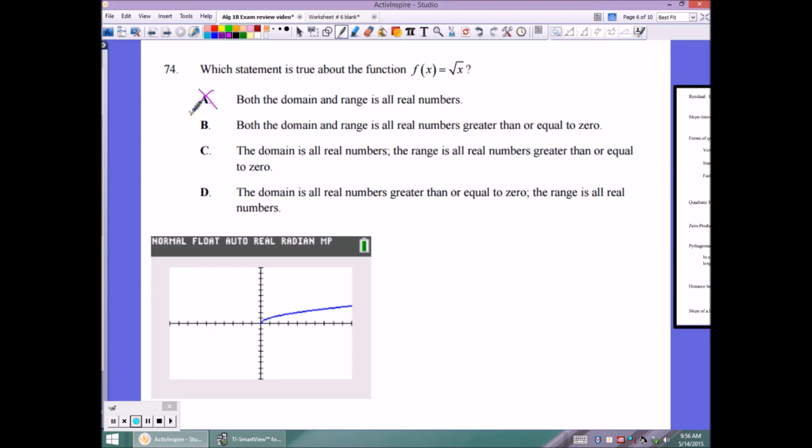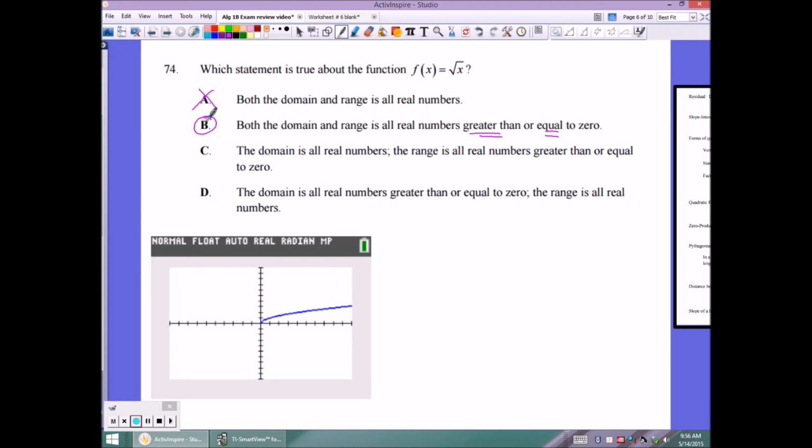All right, both the domain and range is all real numbers greater than or equal to 0. So here's 0, greater than, yes. And this is 0, greater than, yes. As long as it says greater than or equal to 0. Yes, I agree with that one.